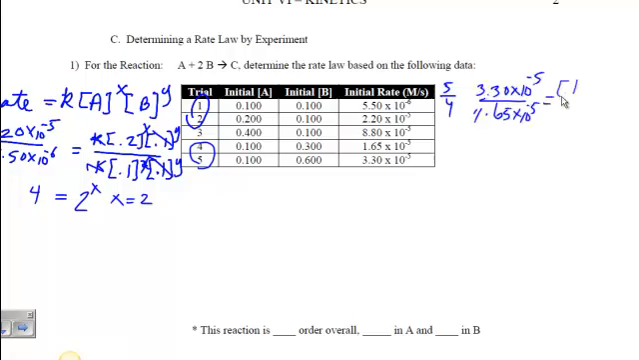0.1 to the x times 0.6 to the y over trial 4, which would be 0.1 to the x times 0.3 to the y. In this particular case, the left-hand side simplifies to 2, and the A concentration cancels, leaving B as 2 to the y. And since 2 to the first power is equal to 2, then y here is equal to 1.